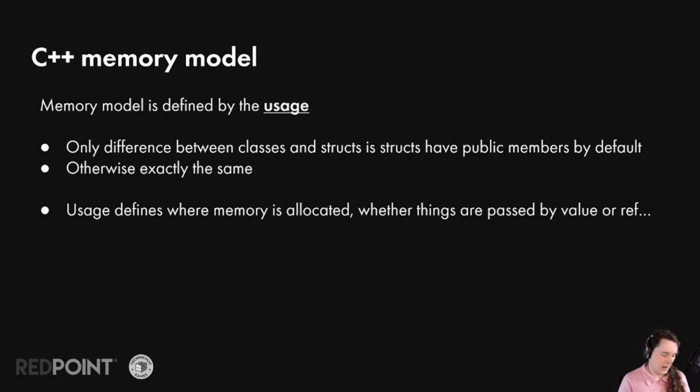If you have a struct and you say like int a inside it, then if it's a struct, that a is going to be a public member by default. You can access it anywhere. If you use class instead of struct, it's private. Otherwise, they're exactly the same. The usage, how you use the type, defines where the memory is allocated, whether things are copied or passed by reference, etc.